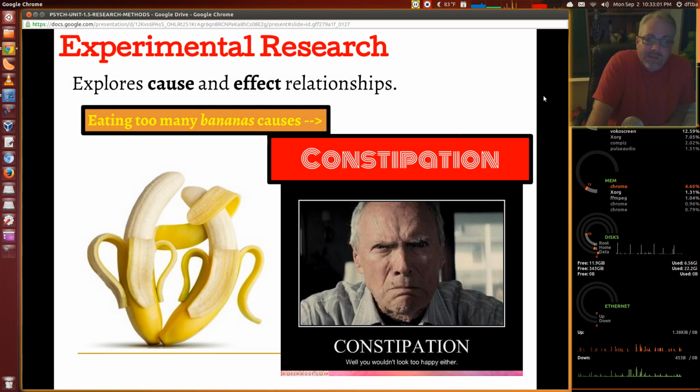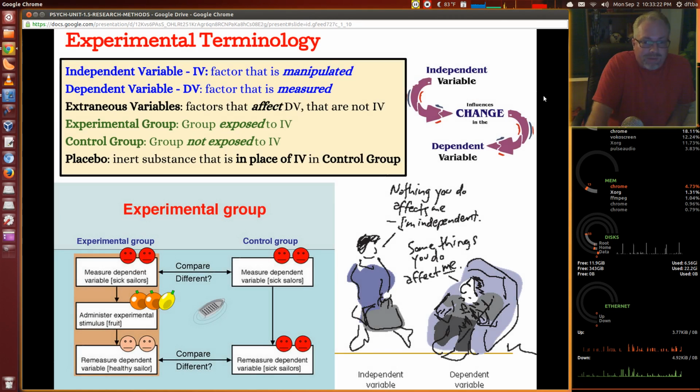Now, cause and effect relationships. Eating too many bananas causes constipation. Can you say that for certain? Well, you could do some research on it, and they've found that that actually happens, and they looked at the science behind why, the potassium in there, other things. So for him, that doesn't look like a good situation, but for some people maybe it would be if you were needing to be constipated, I guess.